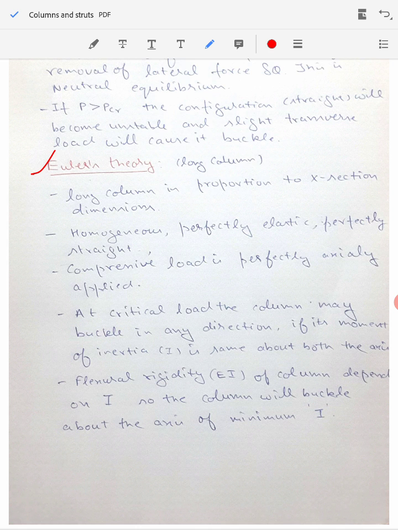But if it is, let's say, a rectangular column, then it is going to have moment of inertia on one side much higher than the other side. On one side it will be BD cube by 12, another side will be DB cube by 12. Because the flexural rigidity, E times I, modulus of elasticity multiplied by the moment of inertia of the body, depends upon the value of I, the column will buckle about the axis of minimum I. So where the I is minimum, it is going to buckle in that direction.